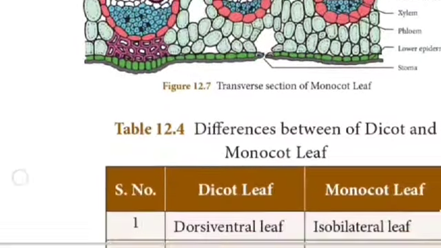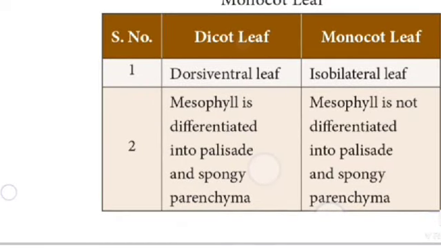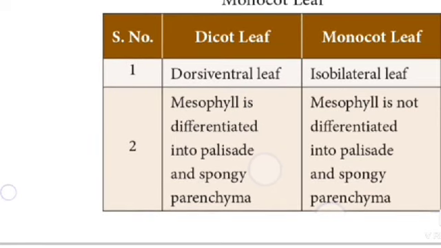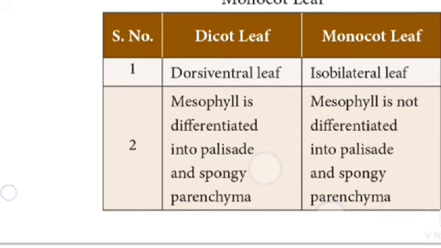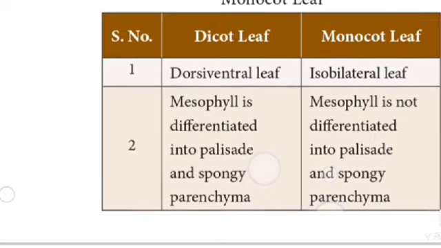Difference between the dicot and monocot leaf. Dicot leaf is a dorsiventral leaf. Monocot leaf is called an isobilateral leaf. In dicot leaf, the mesophyll cells are differentiated into palisade and sponge parenchyma. In monocot, mesophyll is not differentiated into palisade and sponge parenchyma.